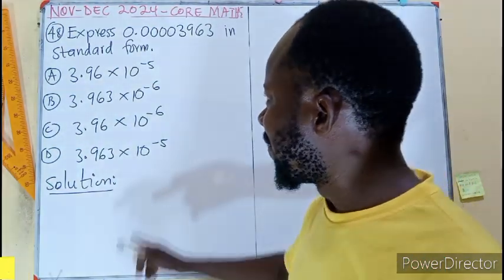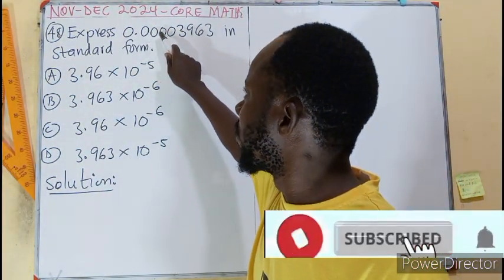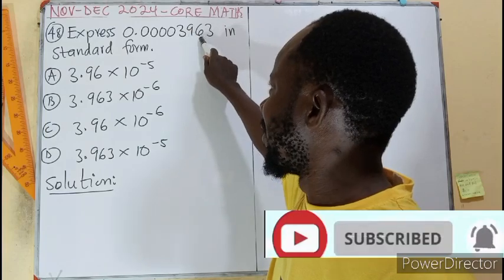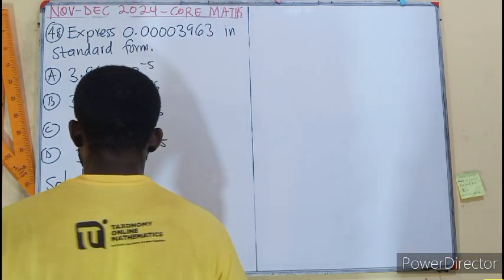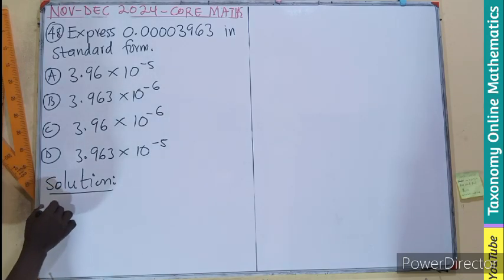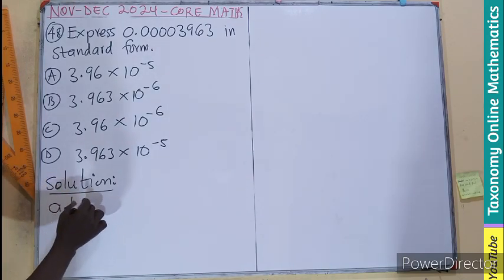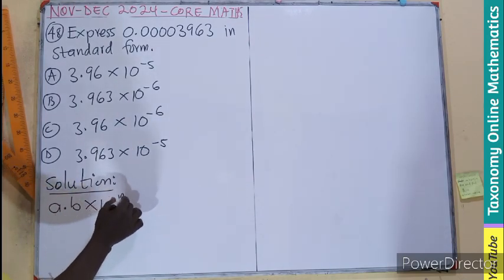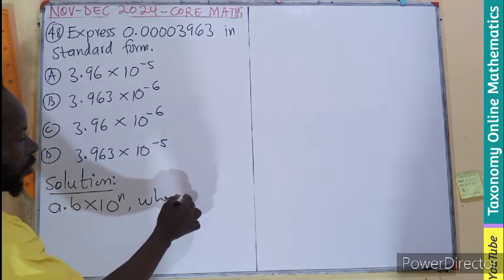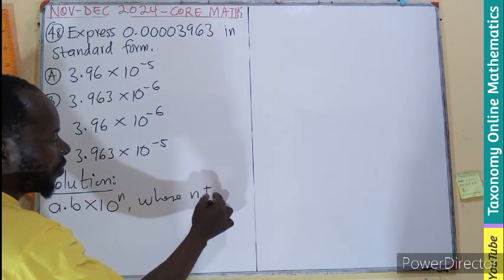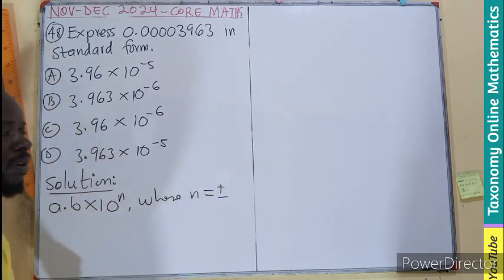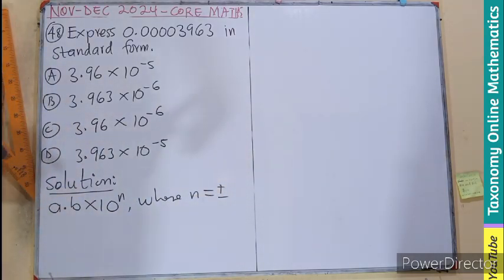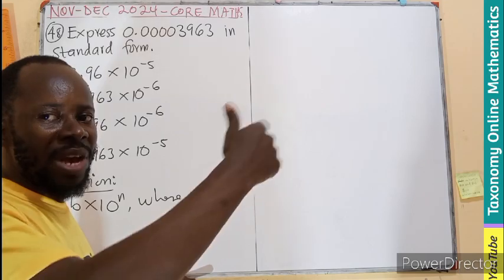We are to express 0.00003963 in the standard form. Remember, to write a number in the standard form, it is in A.B times 10 exponent N, where your N could either be positive or negative. The value could be positive or negative depending on where the point is being transferred into.